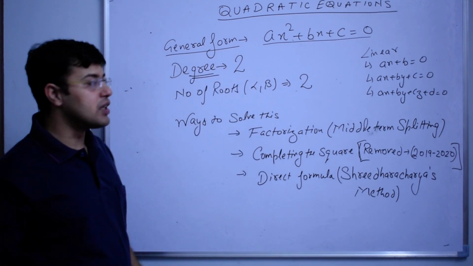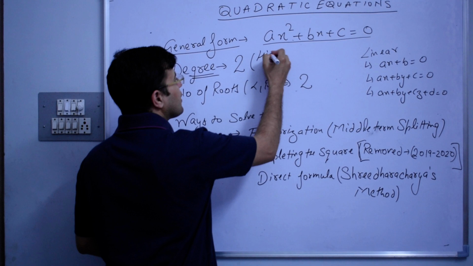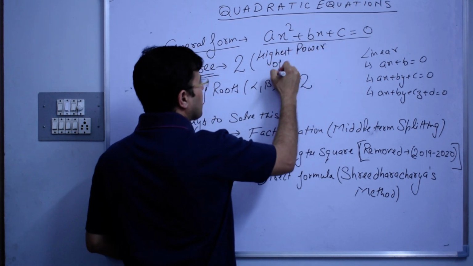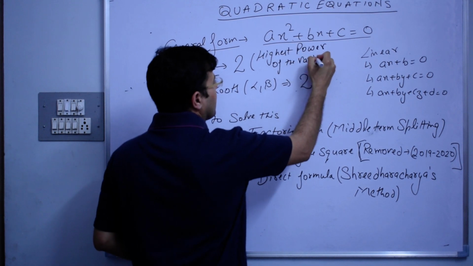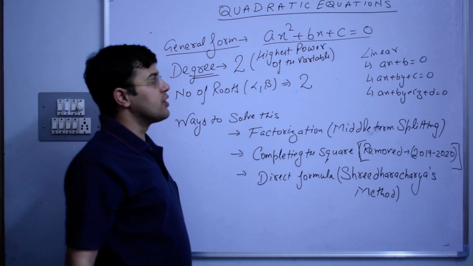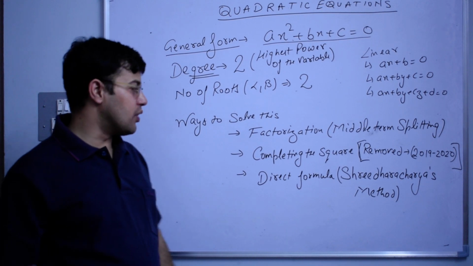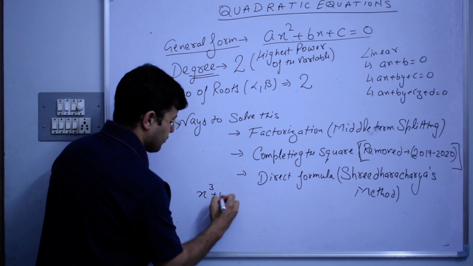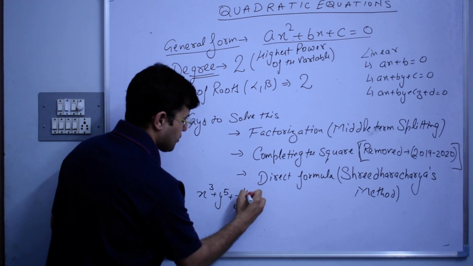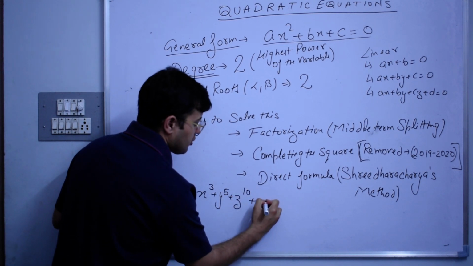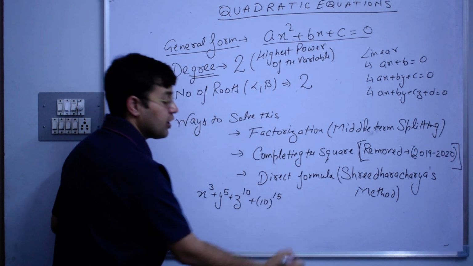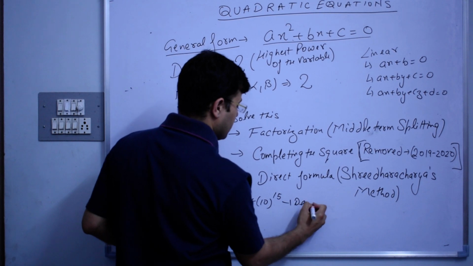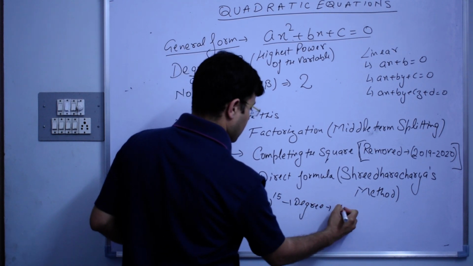Now what is a degree? Degree is the highest power of the variable. It is the highest power of the variable. So if I write x raised to the power 3 plus y raised to the power 5, z raised to the power 10 and 10 raised to the power 15, the degree of this equation should be 10.